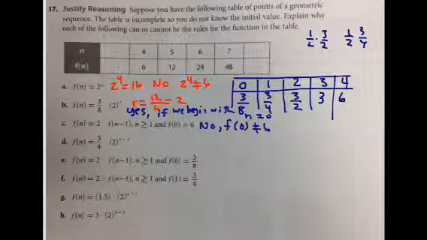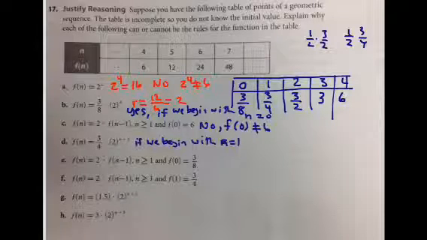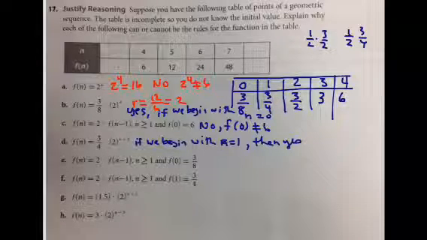For D, if we start off with n equals 1, we could get this list. Remember, I started on 0 just in case they started on 0, but if they start with 1, if we begin with n equals 1, then yeah, this would be a valid formula. Then yes. Because if I started with n equals 1, yes, I would have a 3/4 as my first number.